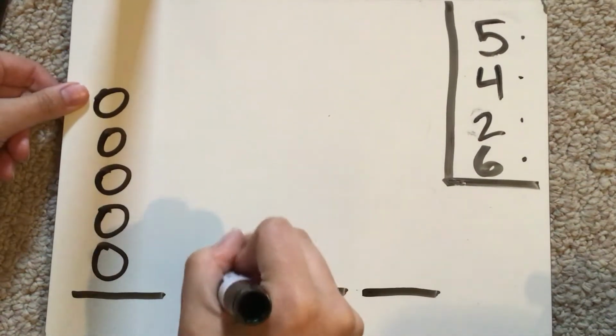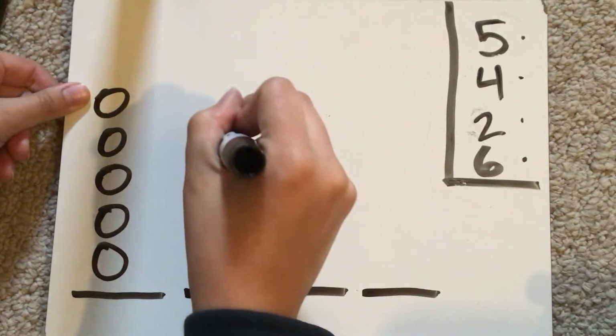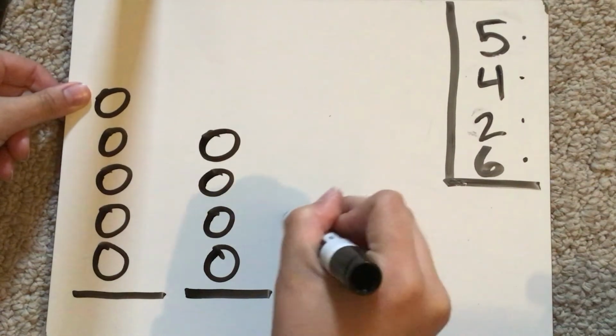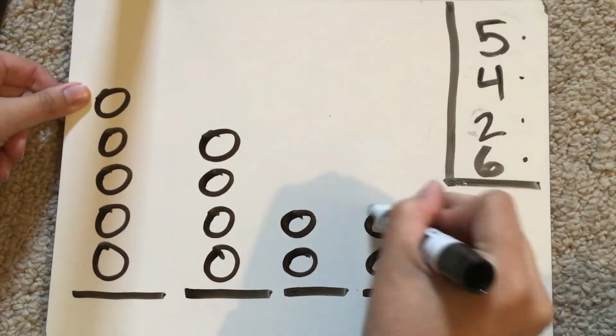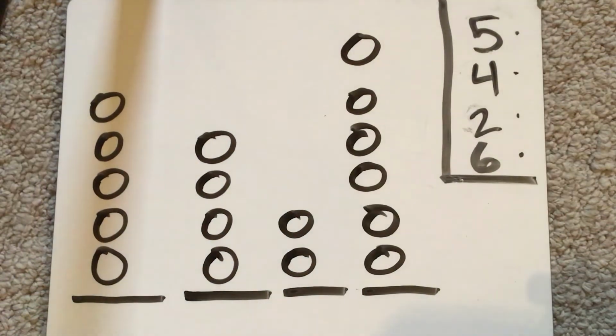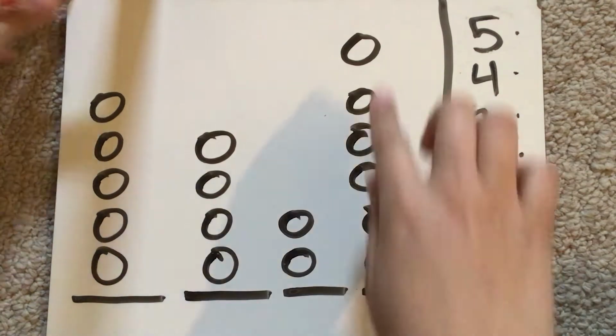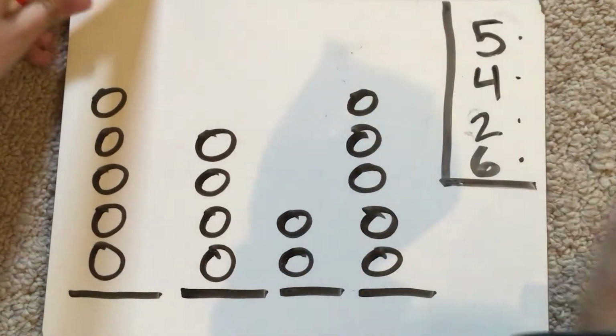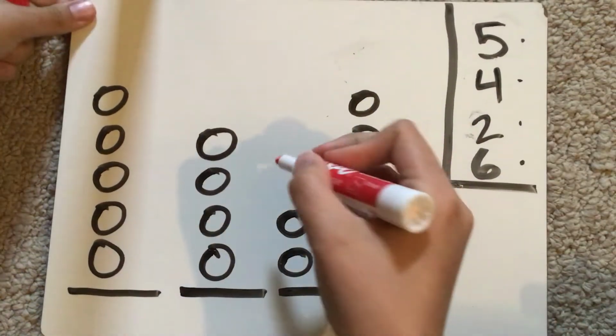Then I'll have 4 circles in my second row. Then I'll have 2. And then I'll have 6. So I'm going to start using some different colors so that you can see where my circles are moving. So I'm going to take from the row that has the most, and I'm going to move a circle into the row that has the least. So I can erase one of my circles and add it here.